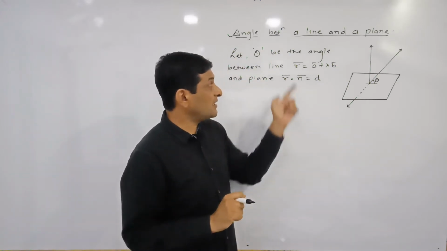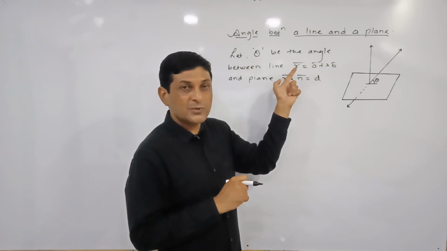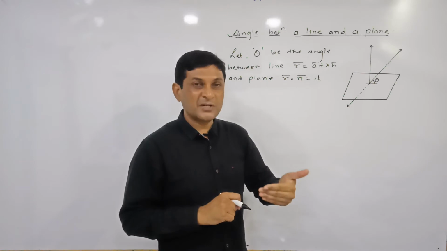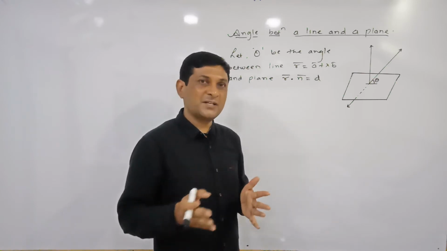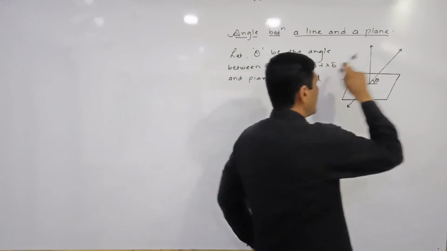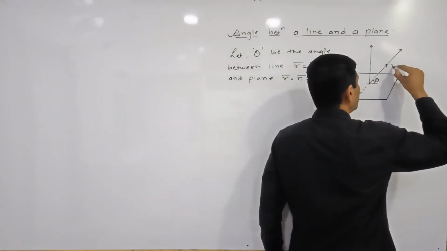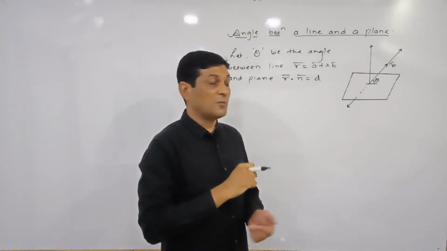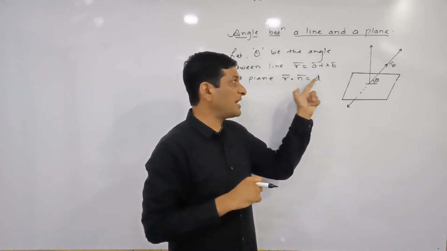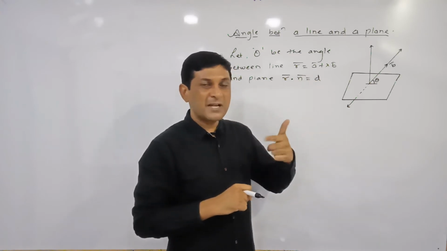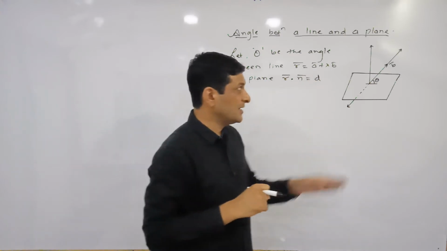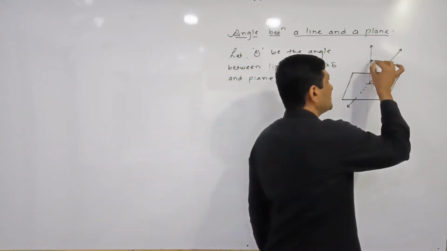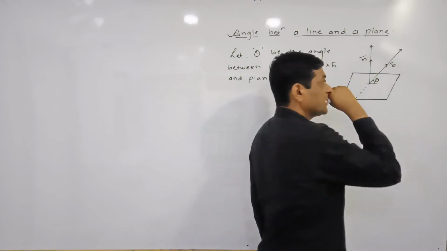Now here, what is the equation of line? R bar is equal to A bar plus lambda B bar. What is B bar? B bar is nothing but the vector parallel to the line, or we can say that it is vector along the line. And from the equation of plane, R bar dot n bar is equal to D. What is this n bar? N bar is nothing but vector along normal to the plane. So this line is perpendicular to the plane, means it is normal to the plane, and vector along this normal is n bar.